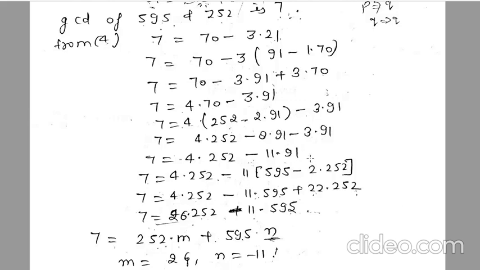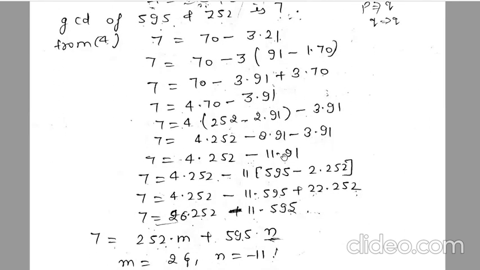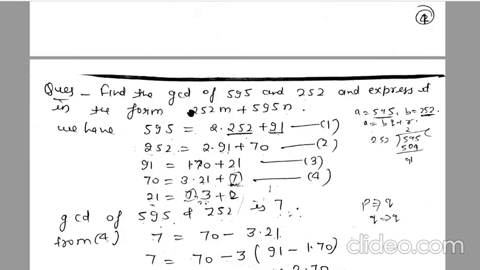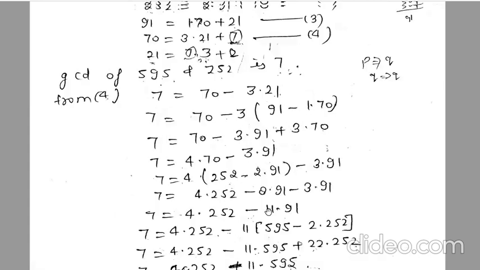Now we need to substitute the last remainder 91 from equation 1. So 595 minus 2 into 252. Just write here and solve this: 4 into 252 minus 11 into 595 plus 22 into 252. So 22 plus 4 will be 26, and minus 11 into 595. So just look at the question. Express in the form of 252m plus 595n. So we are getting our expression 252 into m plus 595 into n. So m will be 26 and n will be minus 11 here, right?